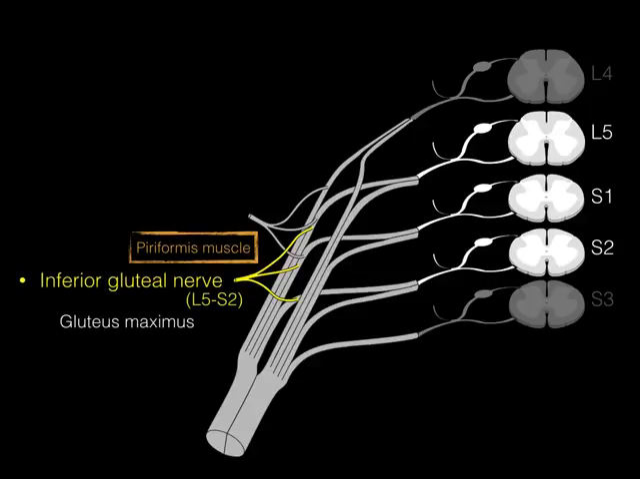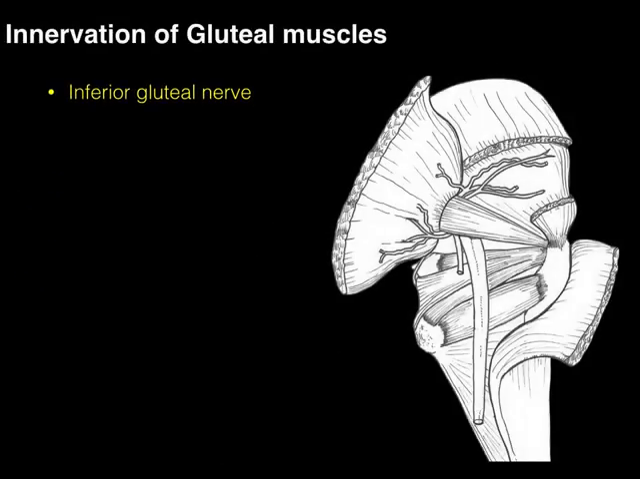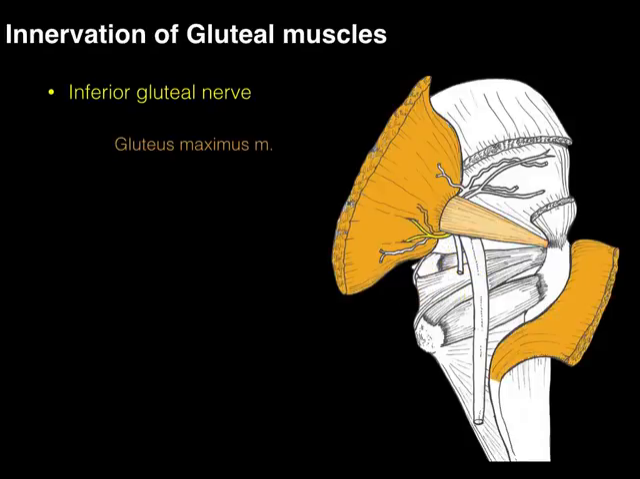All right, so inferior gluteal nerve is below the piriformis, arises from the L5 to S2 levels, and innervates the gluteus maximus. So here again is this gluteal region on the right side, and there's our piriformis, and the inferior gluteal nerve courses below the piriformis to innervate the gluteus maximus muscle.